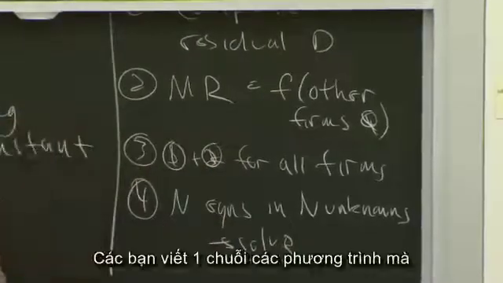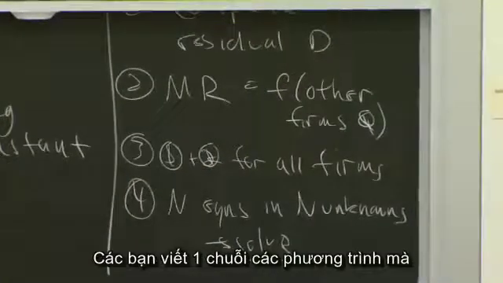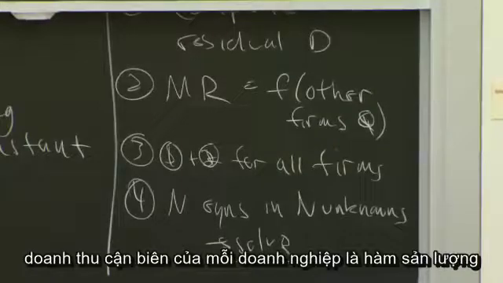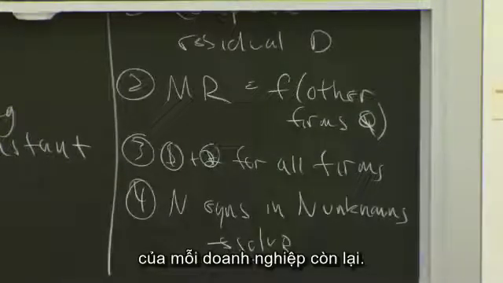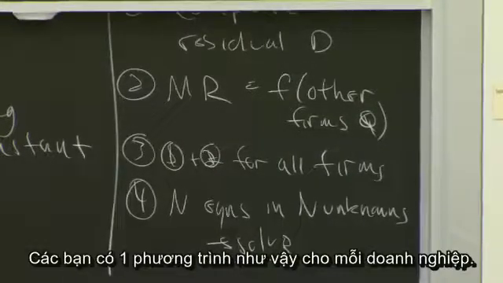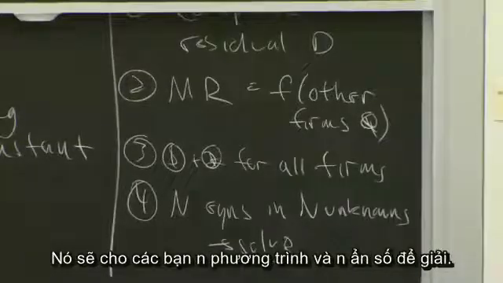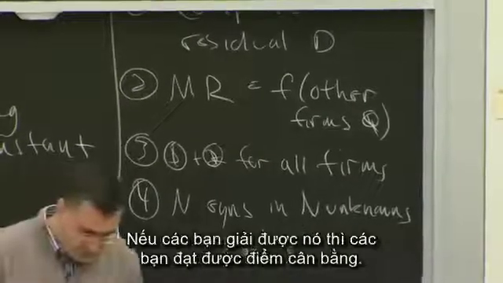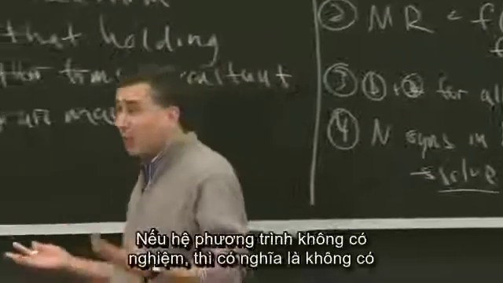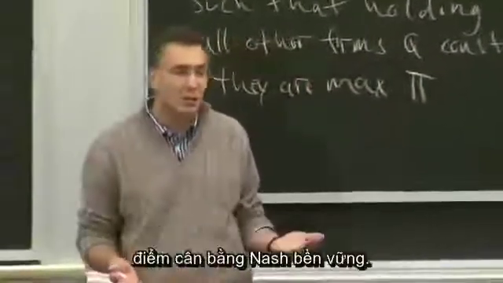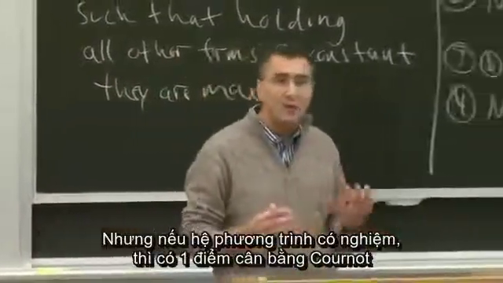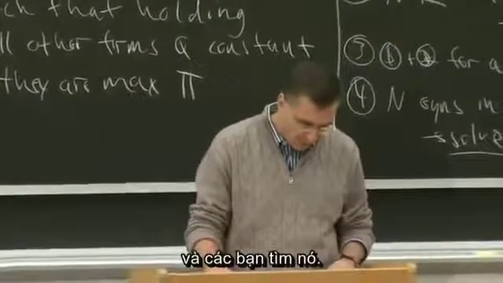So basically, you develop a series of equations where each firm's marginal revenue function is a function of each other firm's quantities. You get one equation like that for each firm. That leads to n equations in n unknowns, and you solve. If you can solve it, then you reach equilibrium. If you don't have a solution, then there is no stable Nash equilibrium. But if you can solve that, then there is a Cournot equilibrium, and you solve for it.